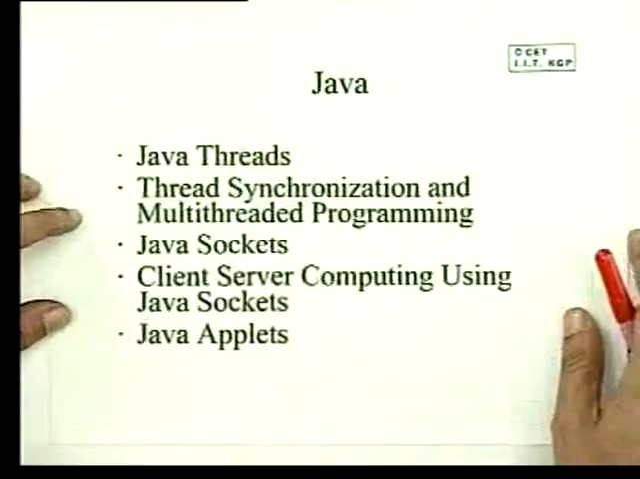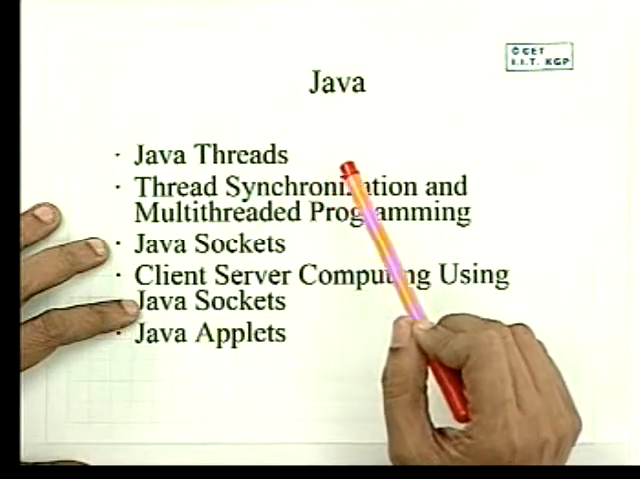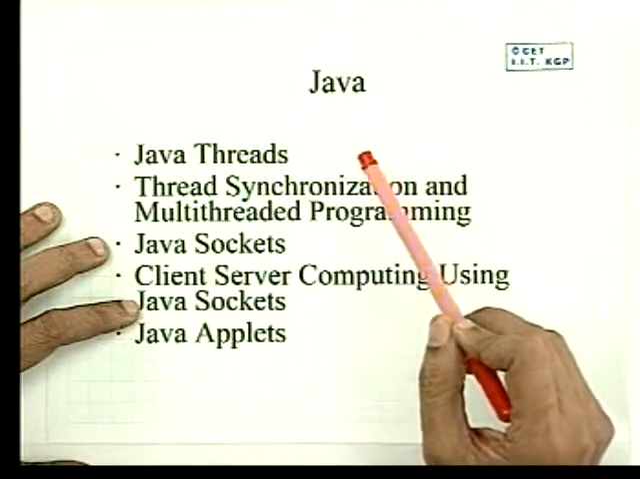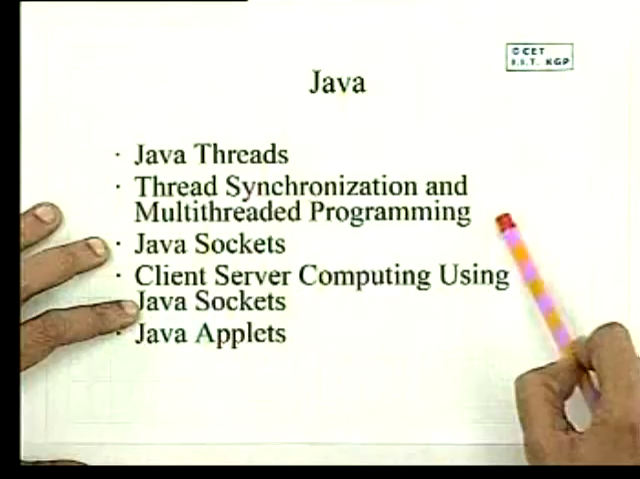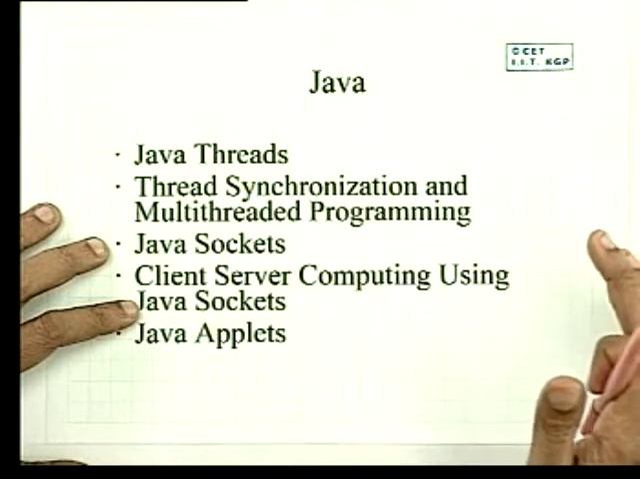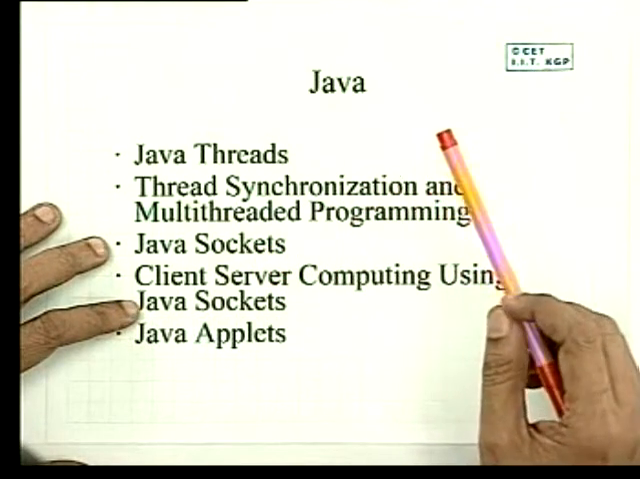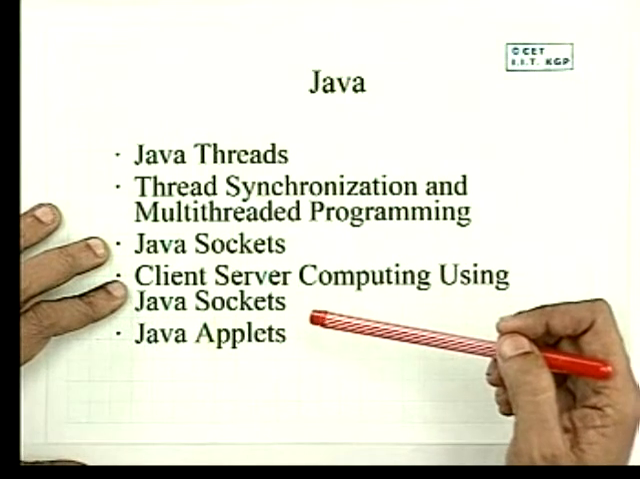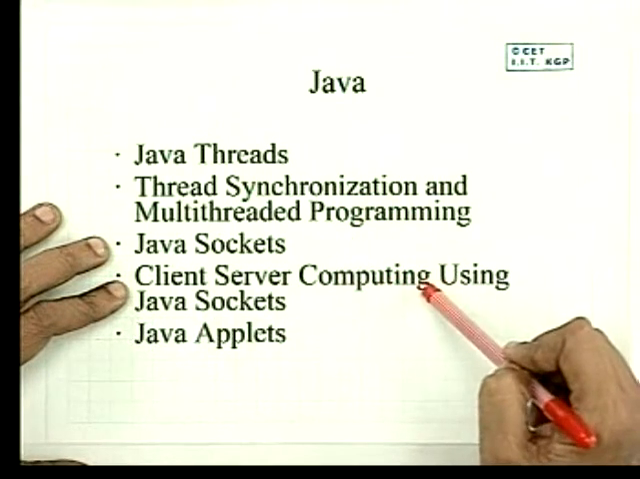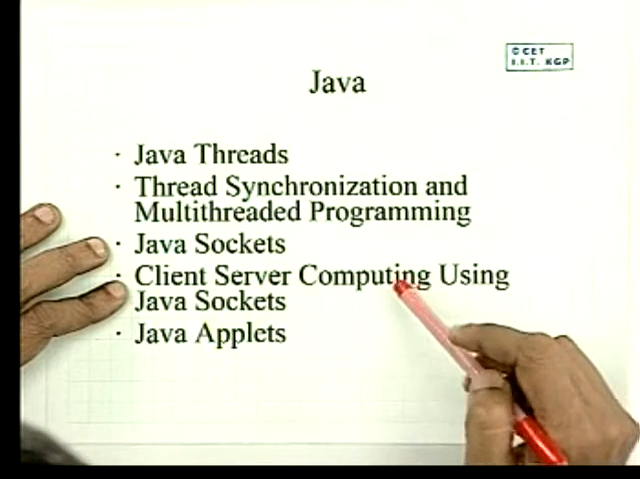support client-server computing. In this respect, I'll first introduce the concept of Java threads and how multiple threads can be executed and synchronized. This enables us to create multiple threads so that we can do certain jobs almost concurrently. And then we'll introduce the concept of Java sockets and how Java sockets can be used to implement client-server computing. In this respect, we'll look at both connectionless and connection-oriented protocols.